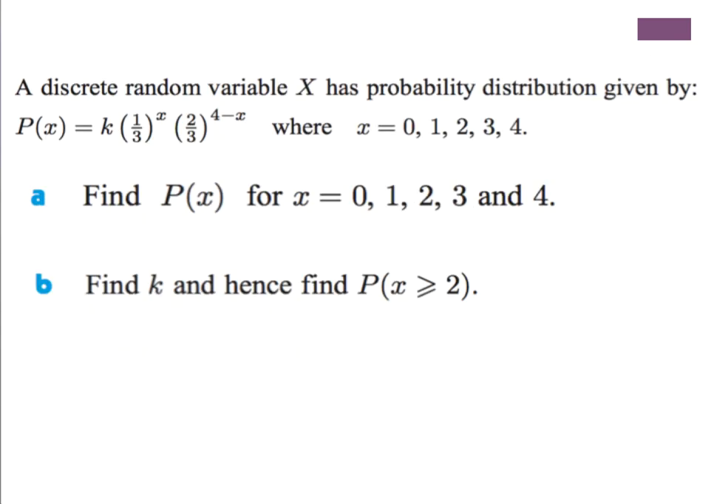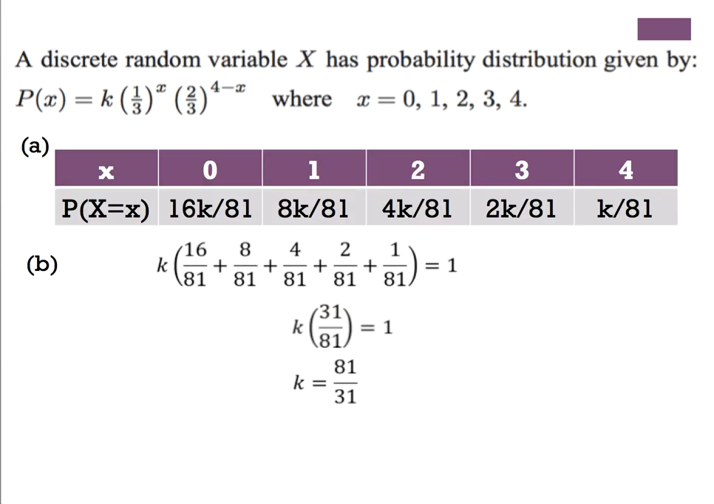Now let's have this next example. A discrete random variable x has probability distribution given by p of x is equal to k times 1/3 to the power of x times 2/3 to the power of 4 minus x, where x is equal to 0, 1, 2, 3, and 4. So find p of x for all of the values of the random variable, and that is for you to come up with the table. And then b, find k, and hence find the probability of x greater than or equal to 2. So your answer should look like this.